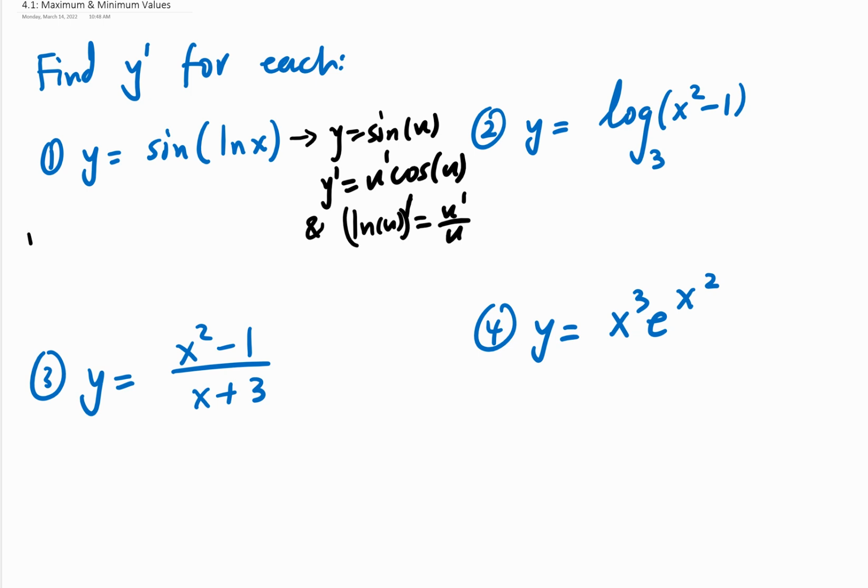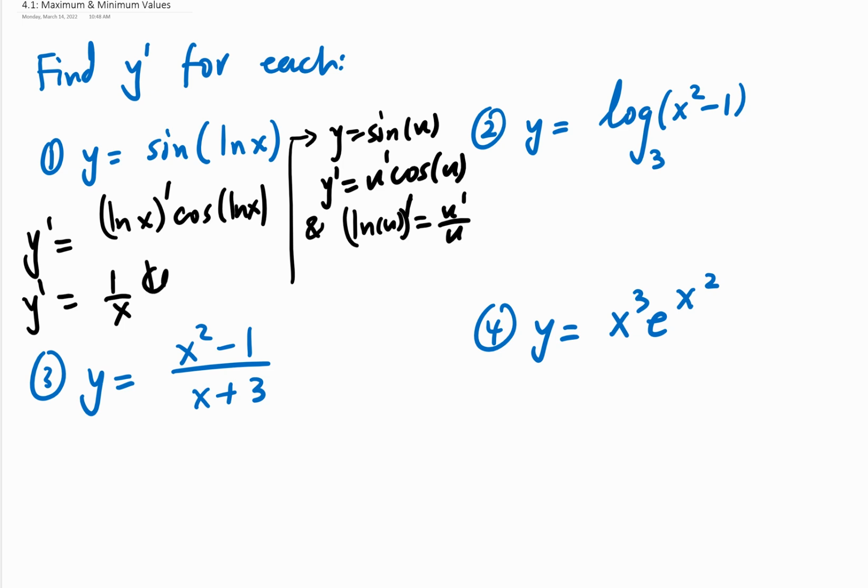U prime over u. So y prime would be the derivative of natural log of x times cosine itself. Then y prime equals, the derivative of this is 1 over x cosine natural log of x.